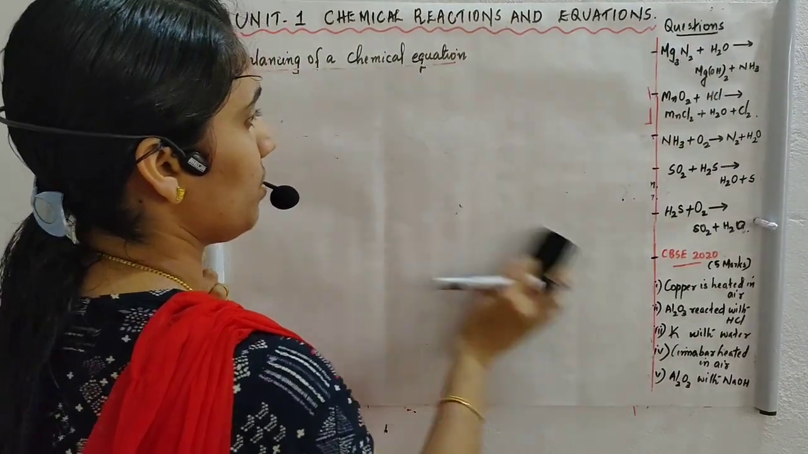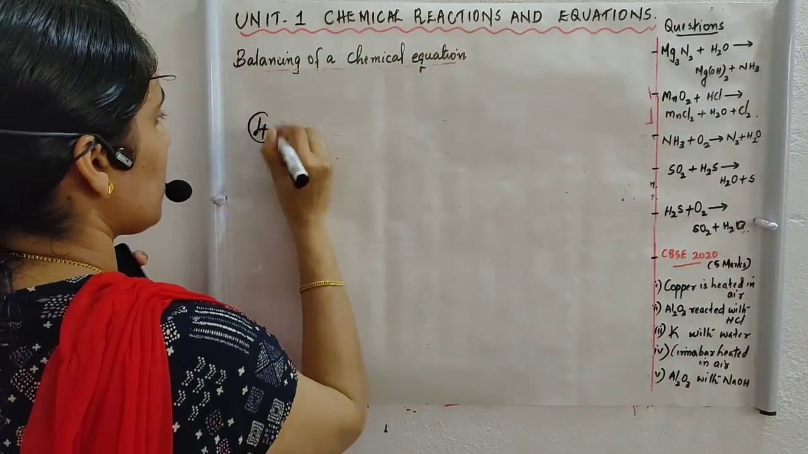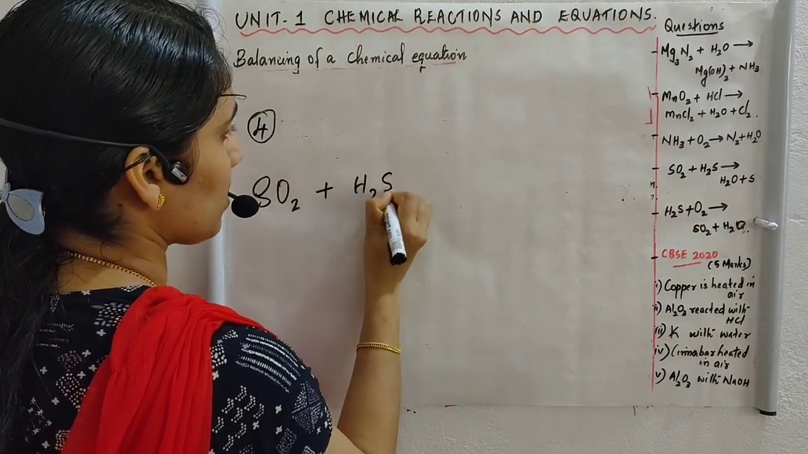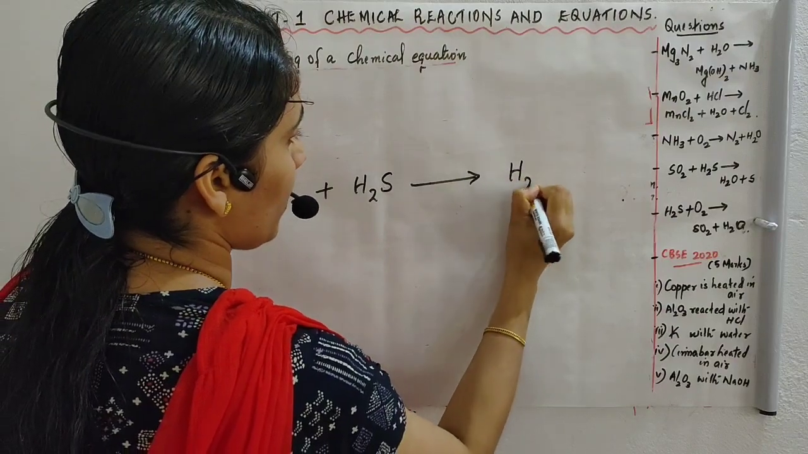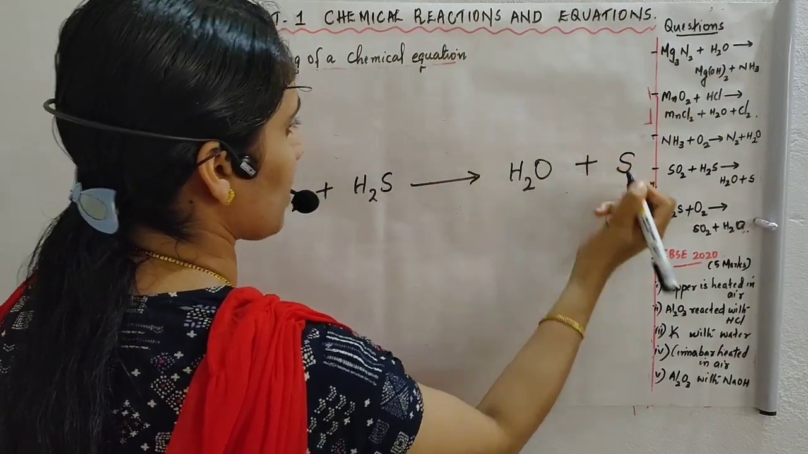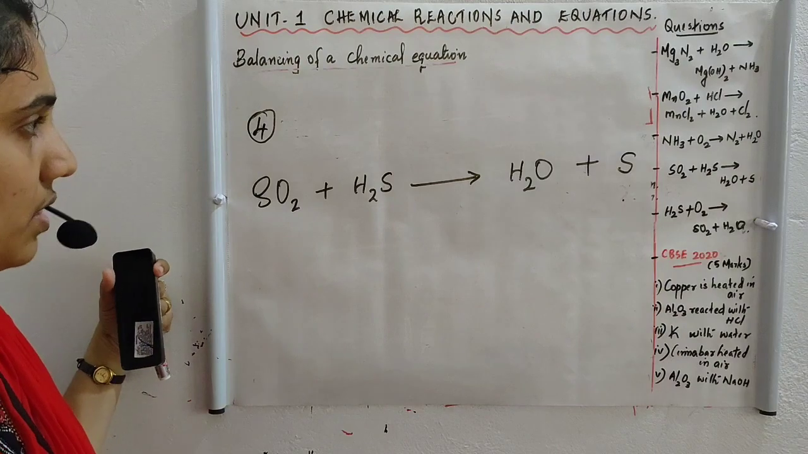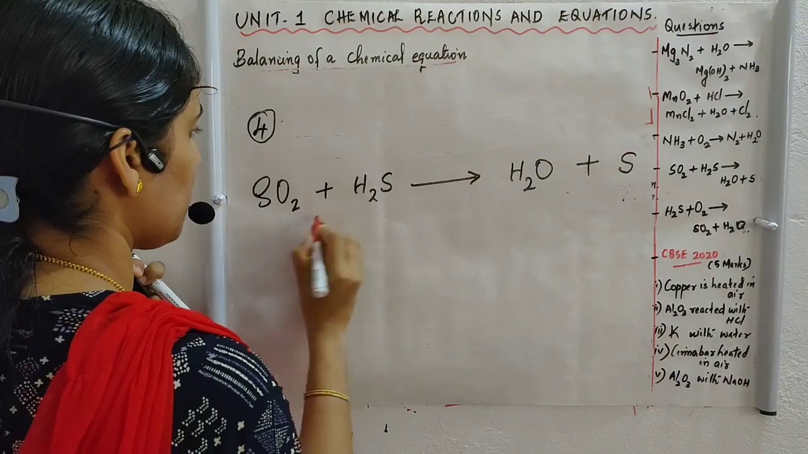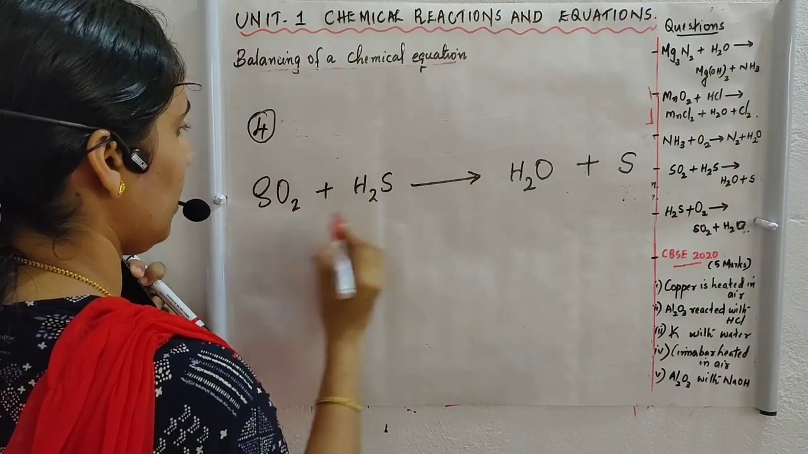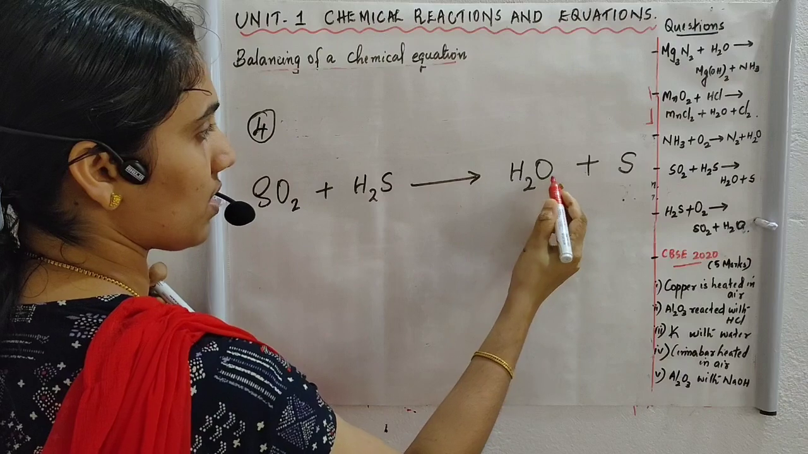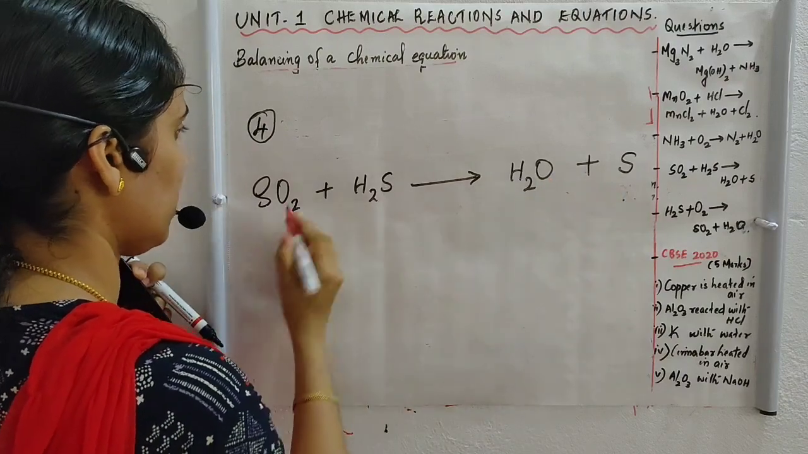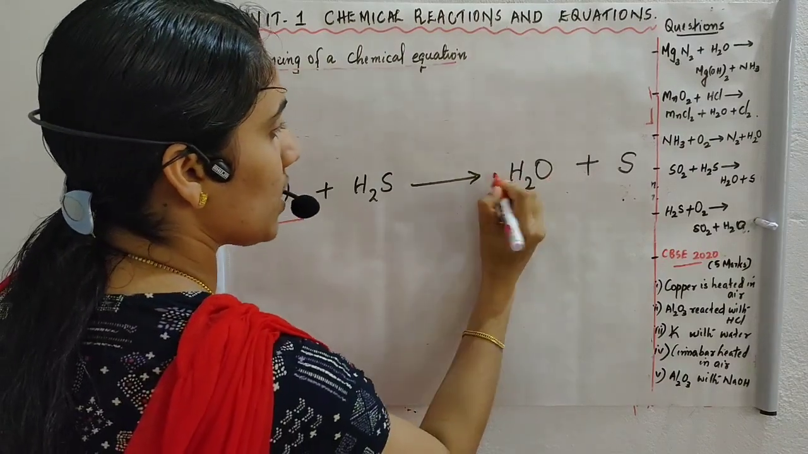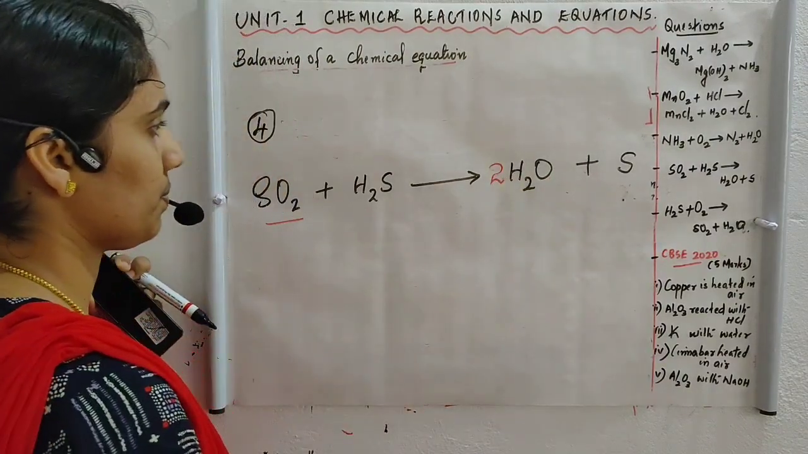Example number 4. Fourth example, consider SO2 plus H2S gives H2O plus S. So how to balance this equation? In order to balance the same, the biggest formula here has 3 atoms, here also 3, here it is 3, 1. So any one formula you consider. Starting with oxygen, here it is 2, here it is 1. So try to make it 1, 2 here.